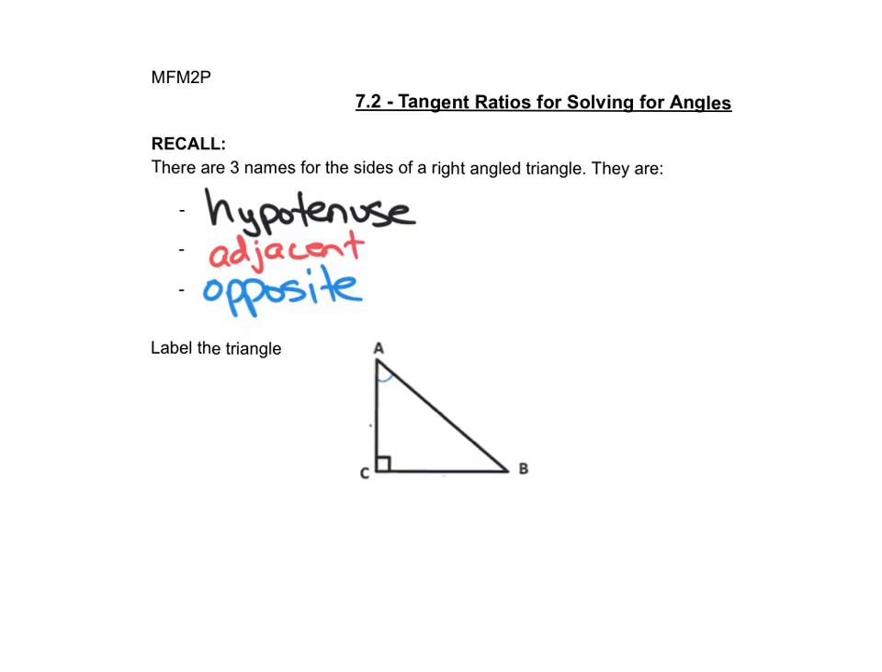So if we label this triangle from the perspective of angle A, start with the hypotenuse. Of course, AC includes A, so therefore it is the adjacent side. And then, of course, the opposite side is BC, which does not have A in it.